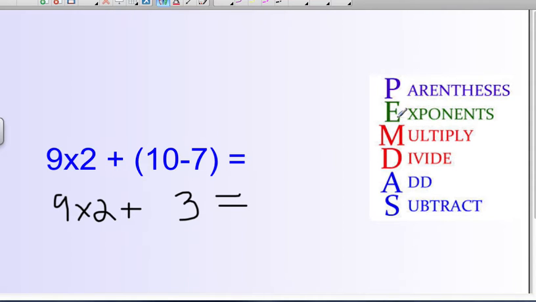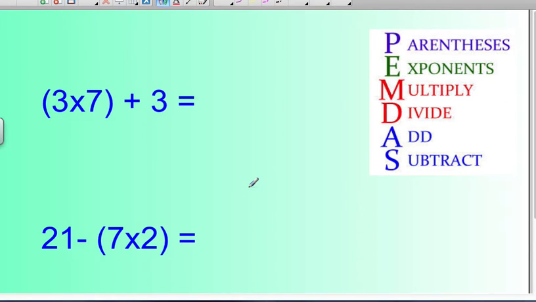Are there exponents? No. Do we have any multiplication? Yes, we do. 9 times 2 is 18. We're going to write out the whole problem because that way we can figure out if we've made mistakes, where we've gone wrong. 18 plus 3 equals. We don't have any division, but we have addition. So 18 plus 3 is 21. So the answer to the equation above, this whole thing, is 21.